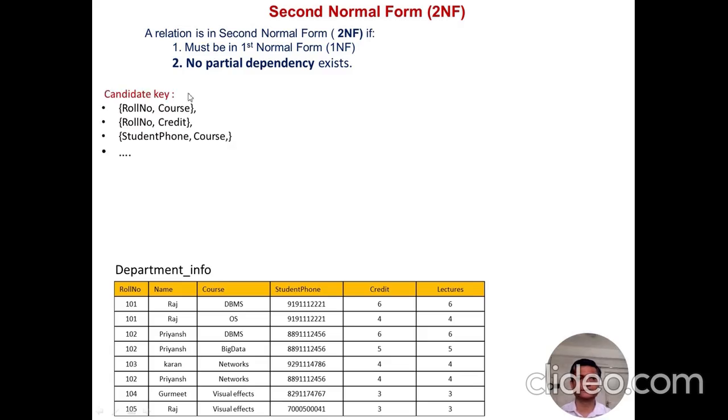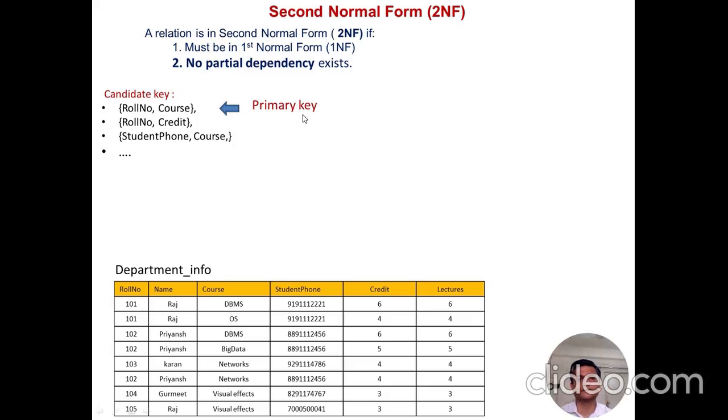Candidate key. A candidate key is a set of attributes that can uniquely determine all other attributes in a relation. In our example table, the set of attributes roll number, course can be considered a candidate key. Other combinations like roll number, credit could also be candidate keys. Out of these, we can choose any one as the primary key. Let's say we choose the combination roll number and course as our primary key.